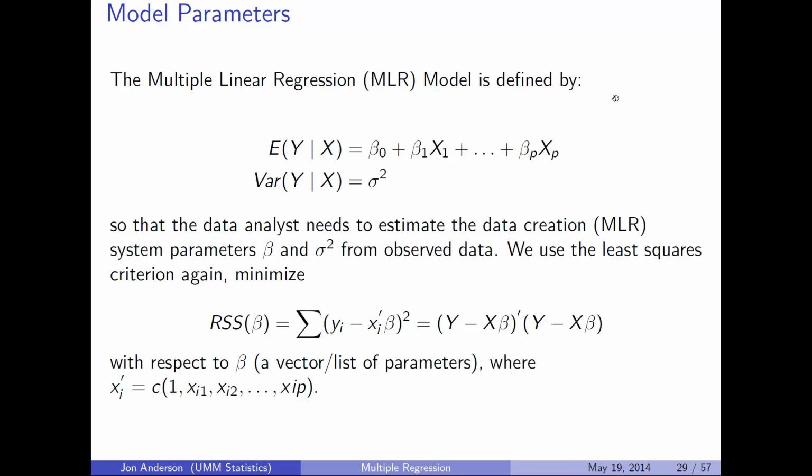So our multiple regression model is defined like this. The mean function is involving the predictors x1 to xp, or regressors x1 to xp. The beta parameters control the story about how these predictors affect the mean function. Our variance function is a constant. And what we need to do in our data analysis is find estimates for the betas and this sigma from our observed data.